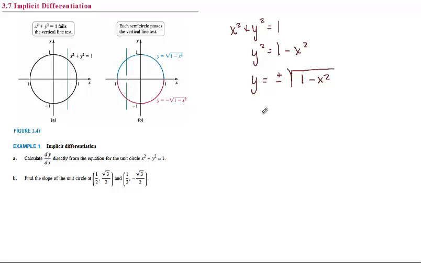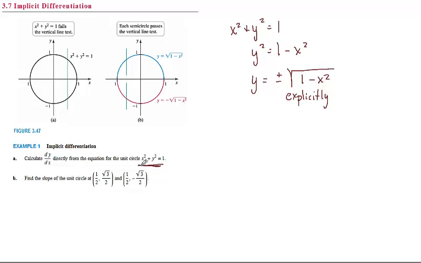What they're asking us to do is calculate the derivative by looking at just this equation here. We could take the derivative of each one of these, and we could explicitly get the function for that derivative. But let's try to use implicit differentiation because that's what they've asked us to do. So let's play this game.